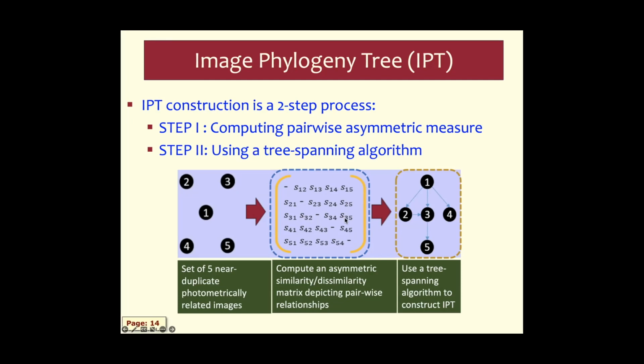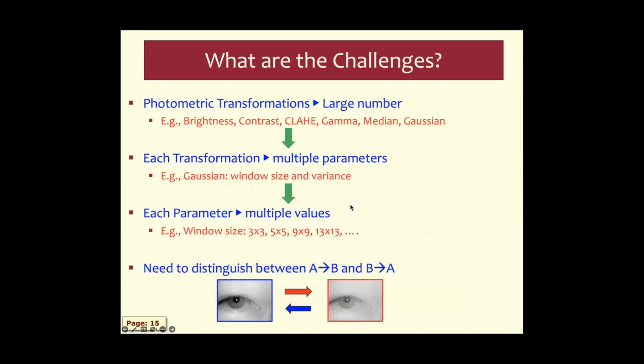And once we get this matrix, then you can use a tree spanning algorithm, like a minimum spanning tree algorithm, to construct the image phylogeny tree. So much of the effort is in this first step, which is computing this matrix. Because once we have this matrix, which is recording the asymmetric similarity or dissimilarity between pairs of images, then we can more easily and trivially generate the IPT. But what are the challenges for this particular problem?